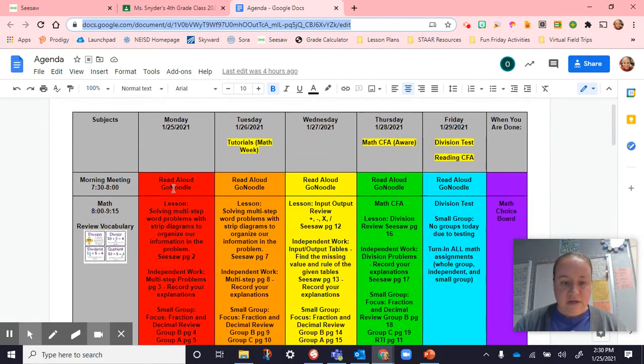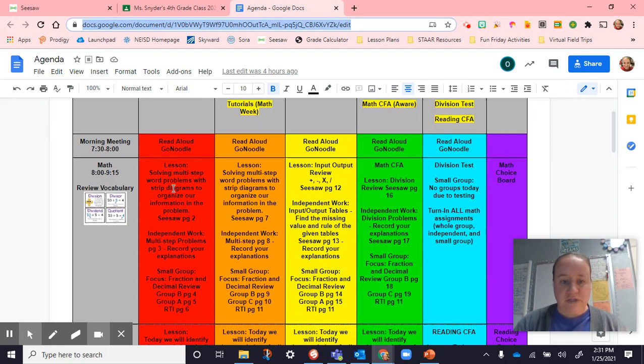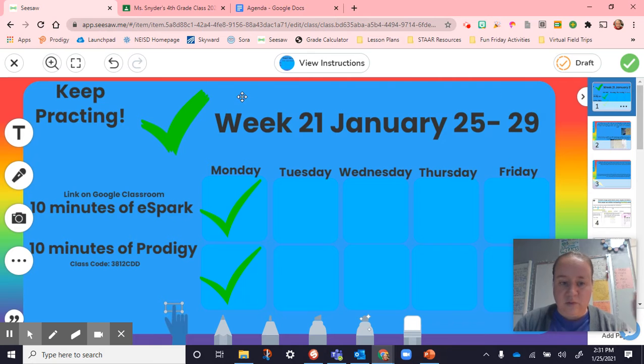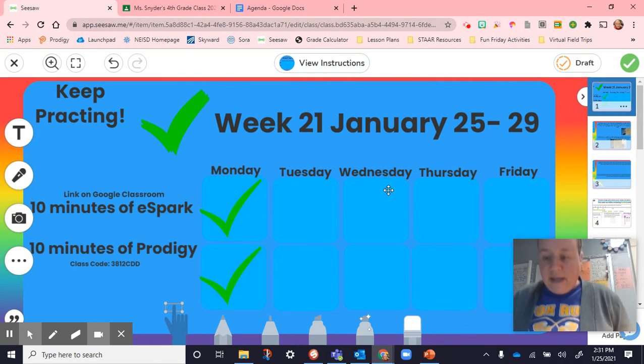It is the 25th. In math today, we started off with solving multi-step word problems with strip diagrams to help us organize our information and the problem. So we were over in Seesaw, and in Seesaw, we used this first page to help us. We're going to use it all throughout the week.